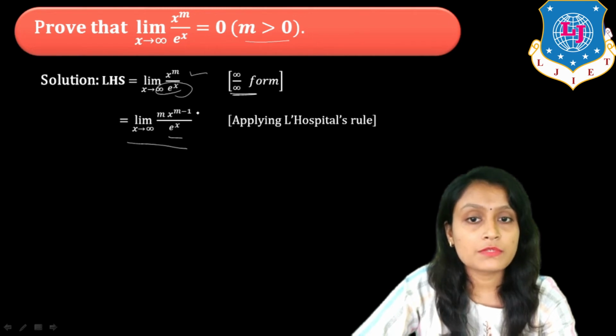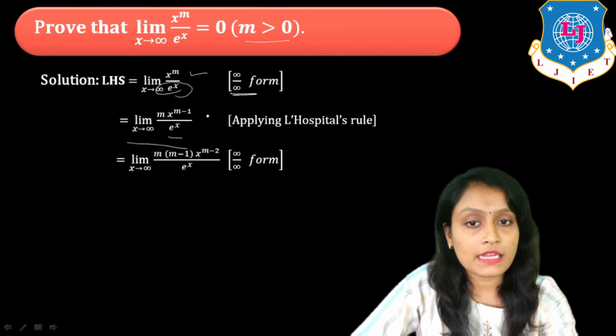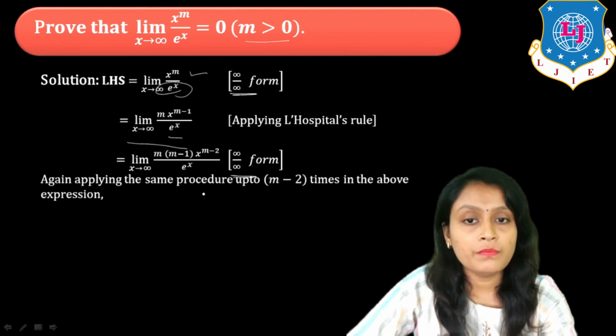Okay, and if you substitute infinity, you will get the form infinity by infinity. So again we have to apply L'Hopital's rule, right? On applying L'Hopital's rule, you will get m into m minus 1 into x raised to m minus 2 upon e raised to x. Again, if you substitute x tends to infinity, you will get the form infinity by infinity. So we have to apply the same procedure up to m minus 2 times.